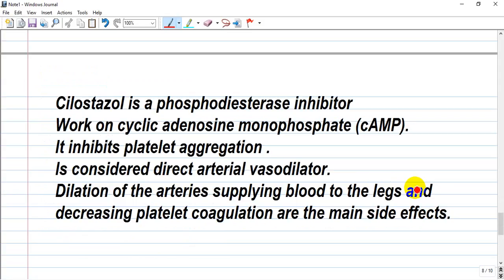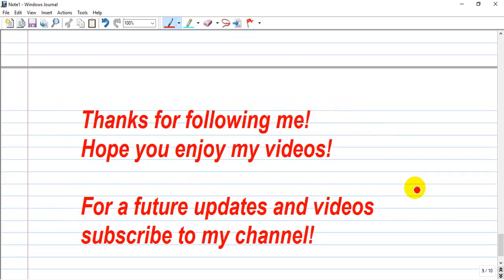If the patient cannot use aspirin, we give cilostazol. Cilostazol is a phosphodiesterase inhibitor that will increase cyclic adenosine monophosphate, and as we know, cyclic AMP is a vessel dilator and also inhibits platelet aggregation and will prevent thrombosis, arterial thrombosis.